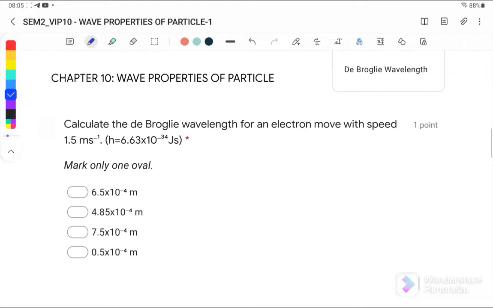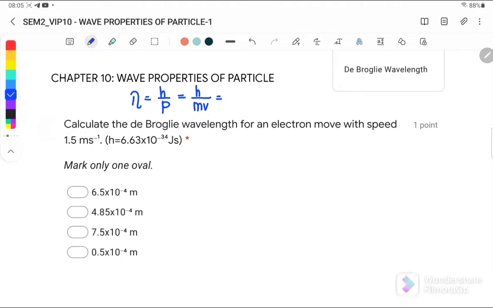Therefore, based on the wave-particle duality of light, Louis de Broglie suggested that matter such as electrons and protons might also have a dual nature. He proposed that any particle with momentum should have a wavelength given by lambda equals h over momentum, or momentum we can also write as mv.